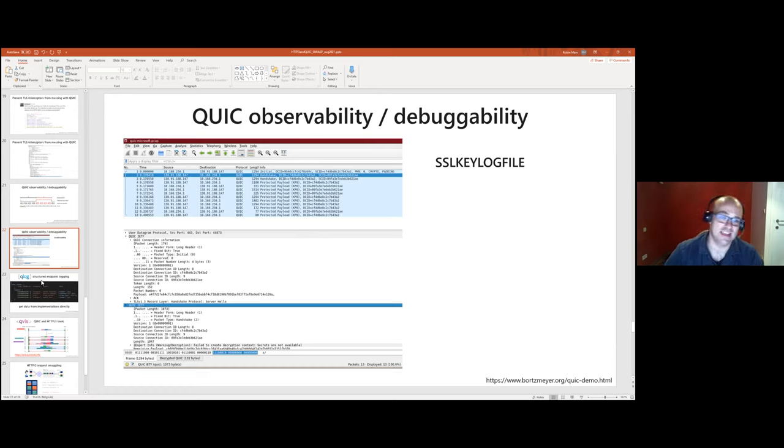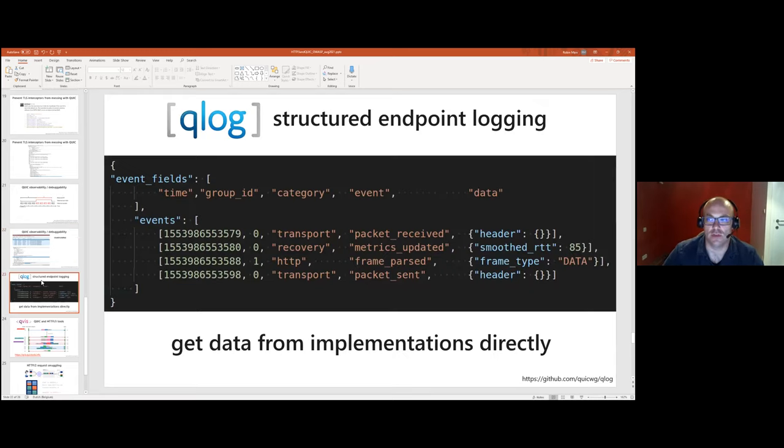So if that's a stance you want to take, if that's a trade-off you want to take, then with QUIC it is now much easier than it would be for other implementations, because QLog is already in place in most of the implementations, right?